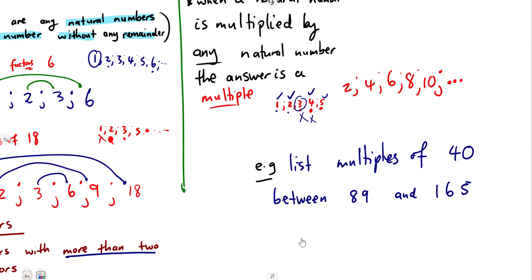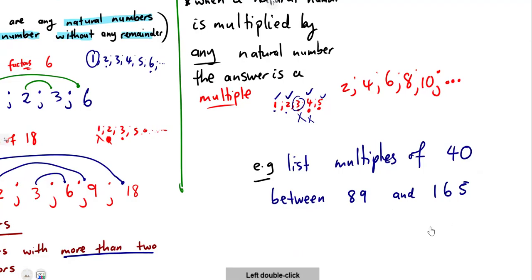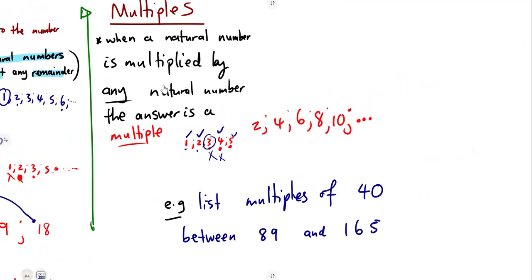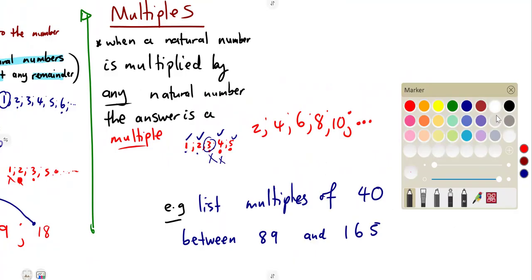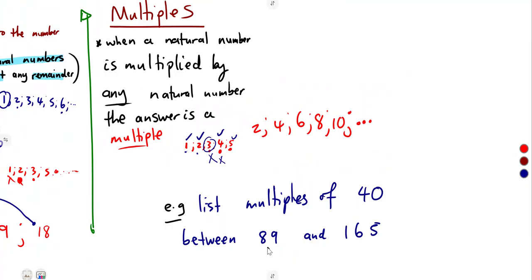So can you try that one? Okay, with that being said, let us see what you obtained. Multiples, remember, you are multiplying by the natural numbers. So you're supposed to just do it this way. They are between 89 and 165. If you do not understand, then just find multiples of 40. 40 times 1 is 40. It is not in between this, so you know that this one is out. You move on to 2. 40 times 2 is 80.